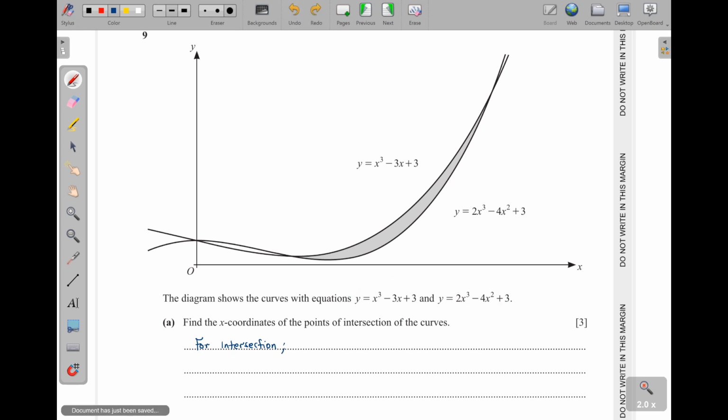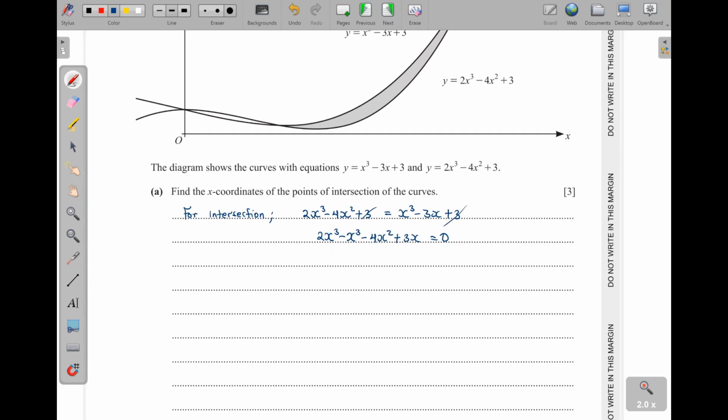As simple as that. So we shall have 2x cubed minus 4x squared plus 3 equal to x cubed minus 3x plus 3. When I bring everything this side, we shall have 2x cubed minus x cubed minus 4x squared, then plus 3x, because this one is a minus, when it crosses it is a plus, and this 3 disappears, so this will be equal to 0. Then we have x cubed minus 4x squared plus 3x, which is equal to 0.